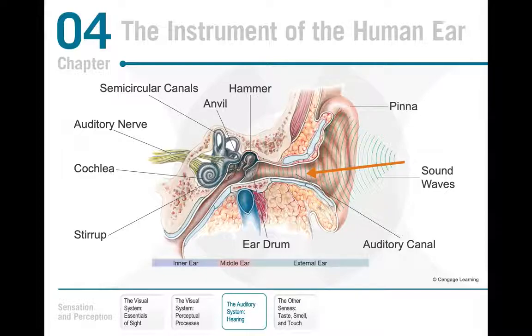Like your eyes, your ears channel energy to the neural tissue that receives it. The human ear can be divided into three sections: the external ear, the middle ear, and the inner ear. The external ear consists of the pinna, which collects sound. Sound is transmitted through the vibration of air molecules. The middle ear consists of a mechanical chain made up of three tiny bones in the ear: the hammer, anvil, and stirrup, known collectively as the ossicles.